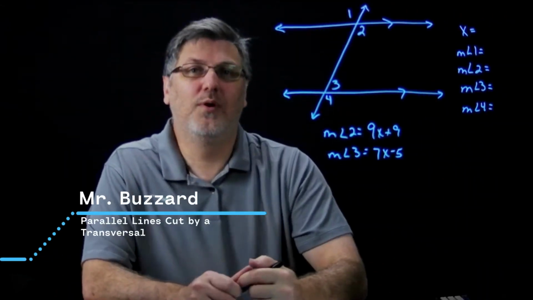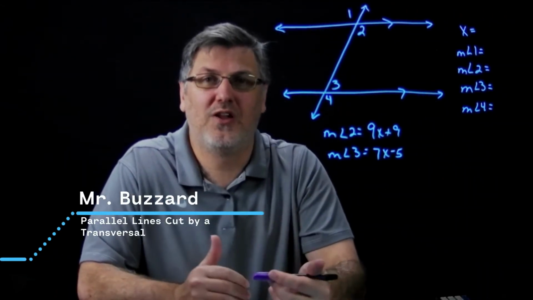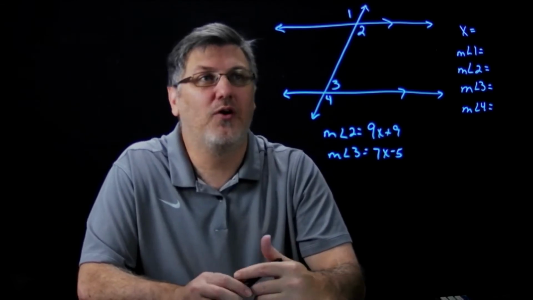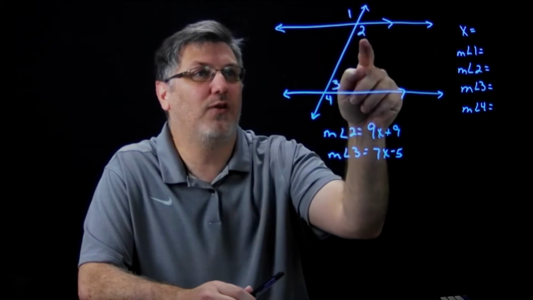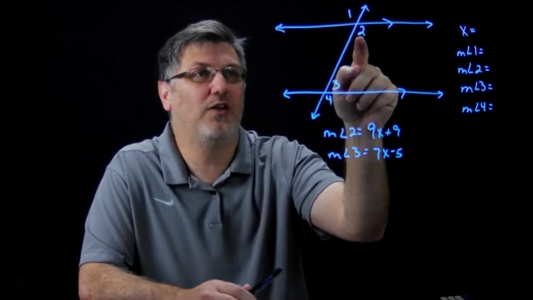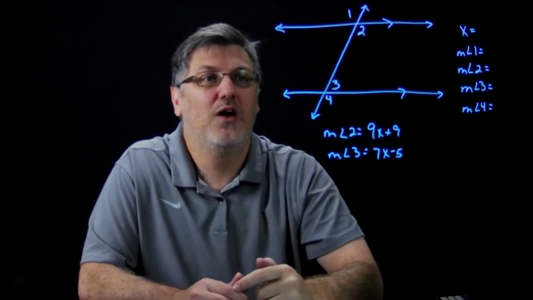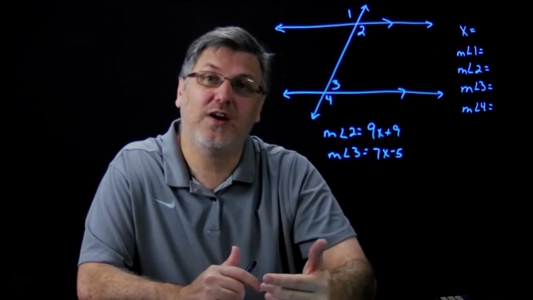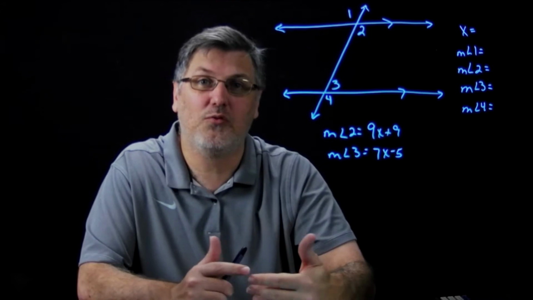Alright, so I'm going to work a problem when you have parallel lines cut by a transversal. There's a couple things we're going to have to remember. We are going to have to remember that my vertical angles are congruent. So angles 1 and 2 here are congruent. We have to remember that same side interior angles are supplementary, meaning they equal 180 degrees.